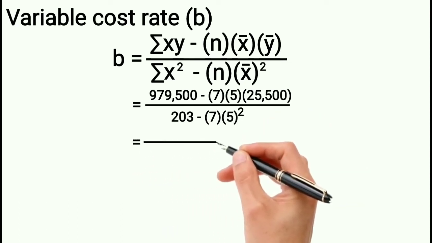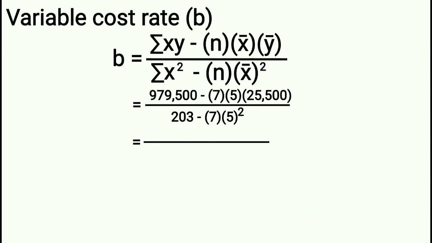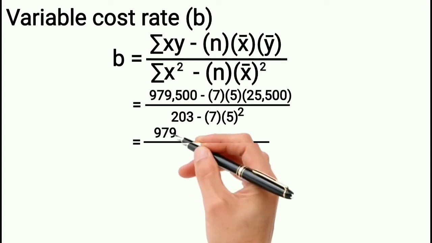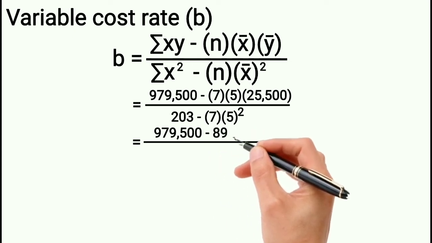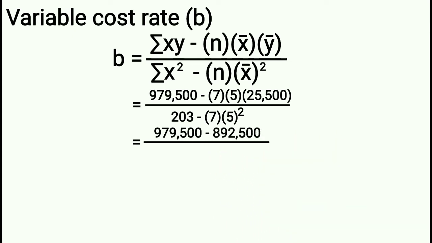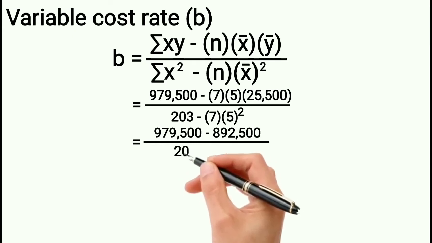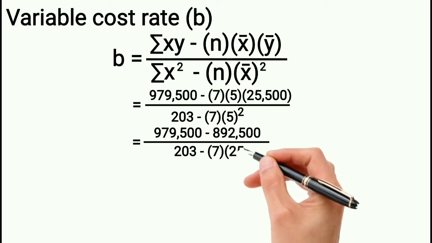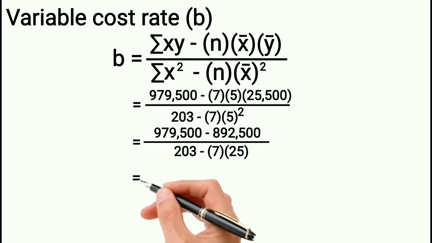Kunin muna natin yung product ng 7, 5, at 25,500. 7 times 5 times 25,500, ilan yan? 892,500. Therefore, it will become 979,500 minus 892,500. Next, 5 raised to the power of 2, ilan yan? 5 times 5, that is equal to 25. That will become 203 minus 7 times 25.